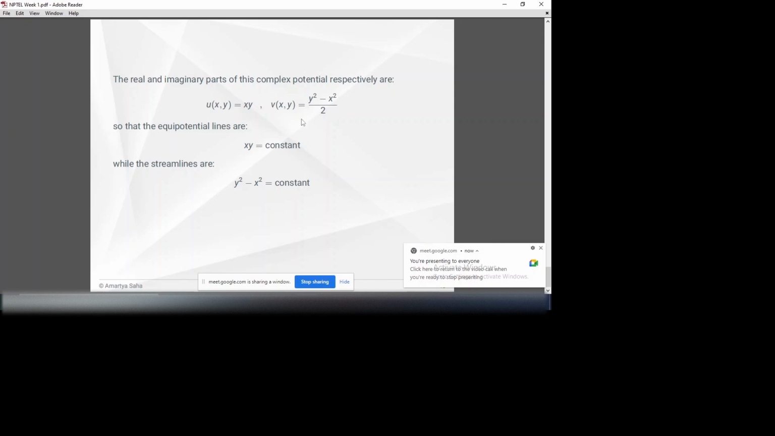And streamlines are v(x,y) equals constant. So we can see the equation of streamlines are y square minus x square equals constant. So that is another hyperbola. And we know that these two types of hyperbola are orthogonal to each other. So respecting the properties of the equipotential line and streamlines, these two curves xy equals constant and y square minus x square equals constant again intersect each other orthogonally. So yeah, that is that.